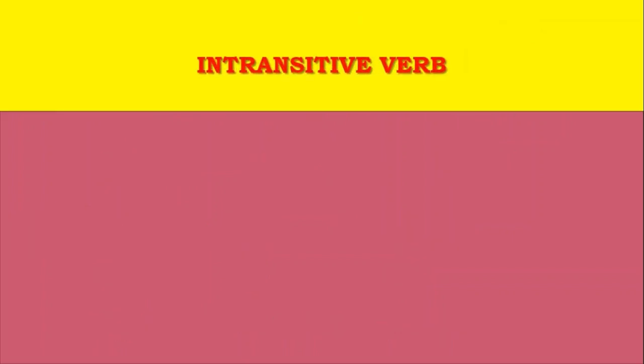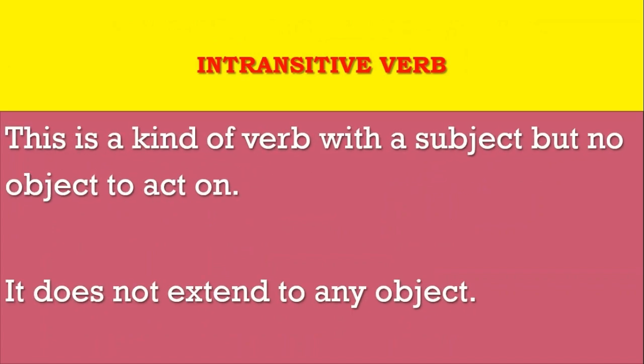What about intransitive verb? Intransitive verb is a kind of verb with a subject but no object to act on. It does not have an object. It does not extend to any object.